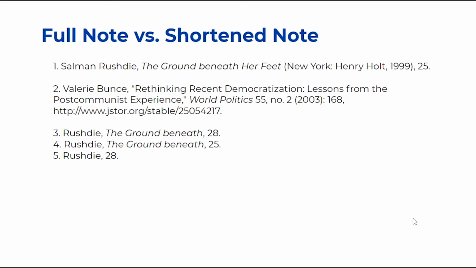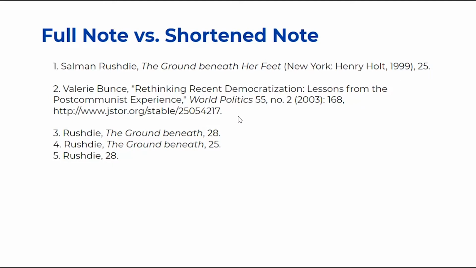So one big thing to keep in mind about Chicago is the difference between a full note versus a shortened note. As you can see from the previous one, and as you can imagine with bulkier titles and multiple authors, your note can get really long. And so Chicago offers the ability to use shortened notes. The very first time that you cite any material in your paper, you will do a full note. So you'll do the full name, the full title, all of the publication information, and the page number.